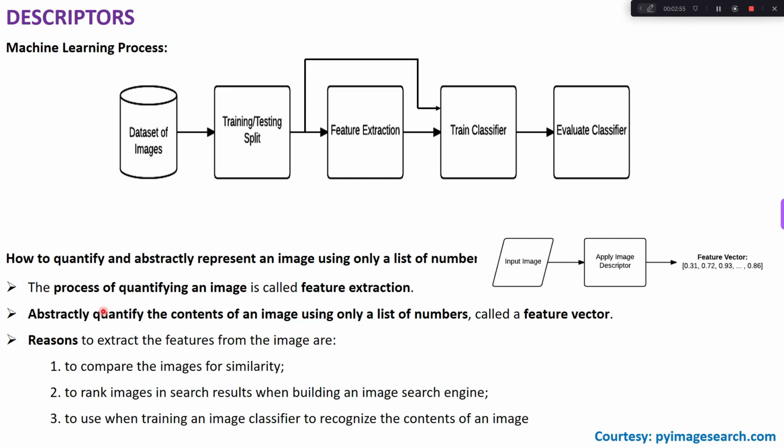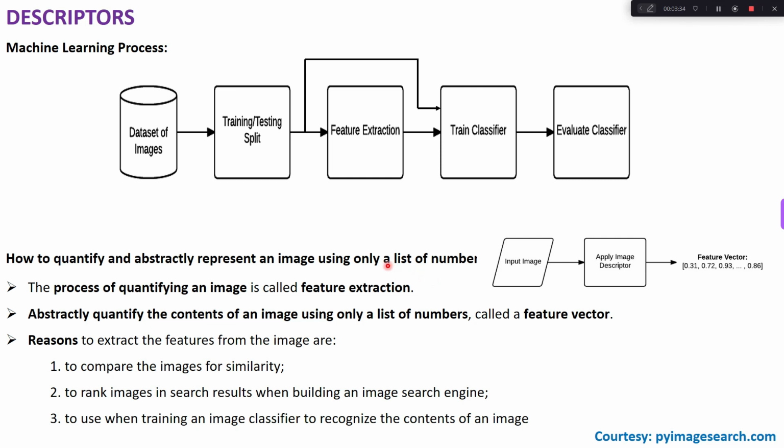So let us ask a question: how do we quantify and abstractly represent an image using only a list of numbers? How do we convert it? One option is to take the raw pixel values and represent them as they are. By doing so, the number of computations by our model is going to increase. If I want to reduce the computation time, then we can extract some important information from the image and use it for teaching purposes. Thereby the speed of computation can be improved.